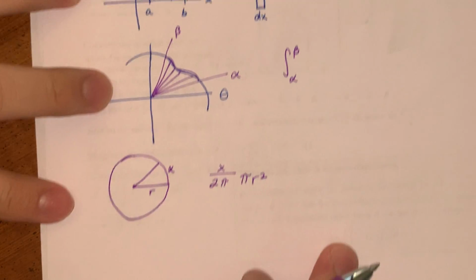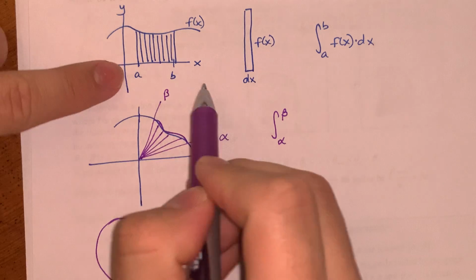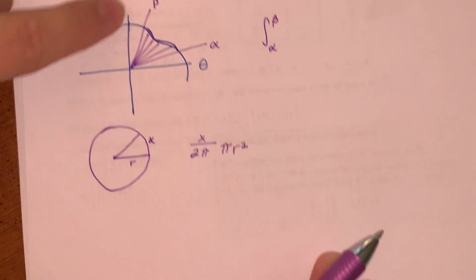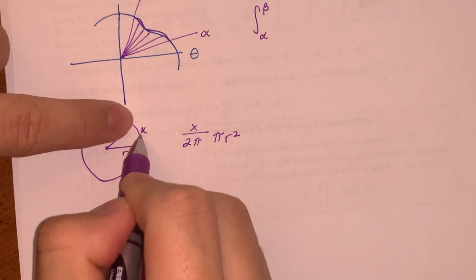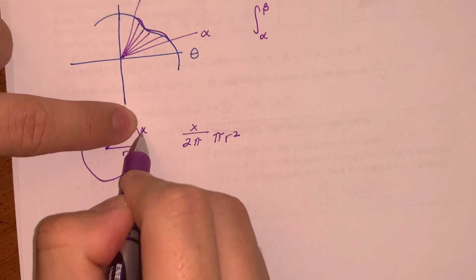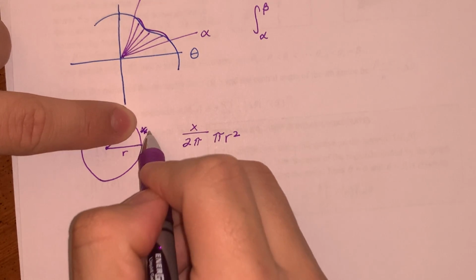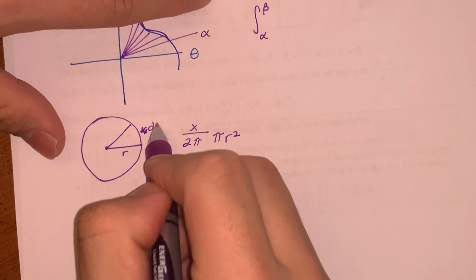Like what we said earlier, where an infinitesimally small width is dx, let's instead think about an infinitesimally small angle measure x. So instead of dx, we'll call it d theta.